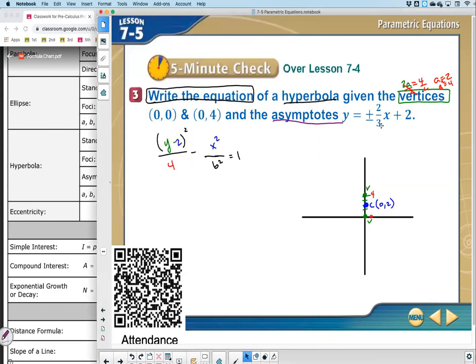Or you could think of it in terms of rise and run and say, okay, this is saying that my asymptotes are going to have a rise of 2 divided by a run of 3, if that makes sense. We already know that the y value was 2 squared. So that just means the b value here, let me write it the way the formula chart now shows you, is going to equal 3. So 3 squared would be 9. And this would be our equation.